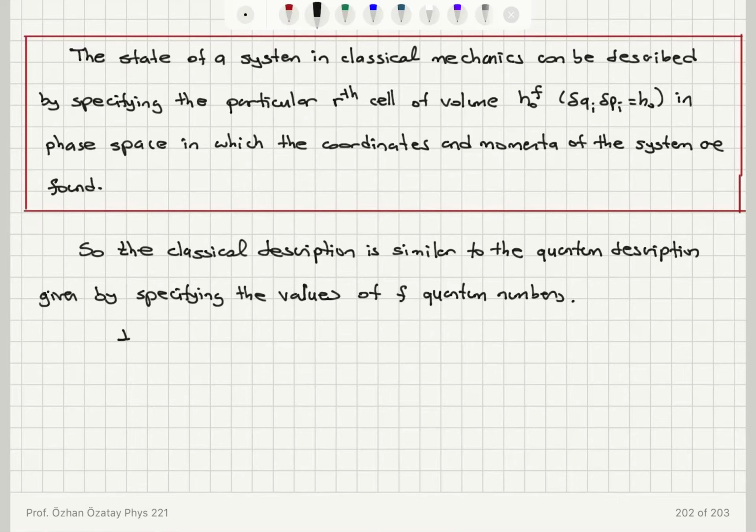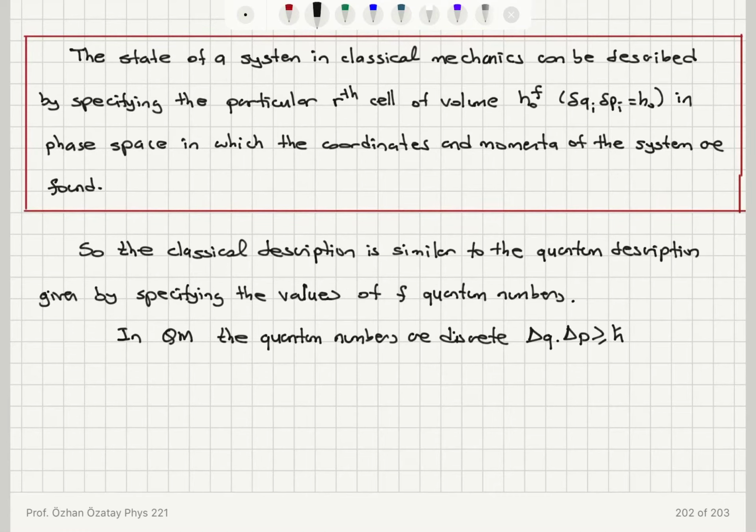However, we have one difference. In quantum mechanics, the quantum numbers are discrete, so they can take only integer values, and delta q times delta p is greater or equal to h bar.